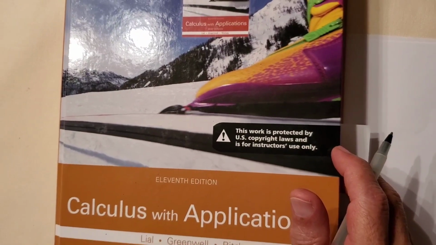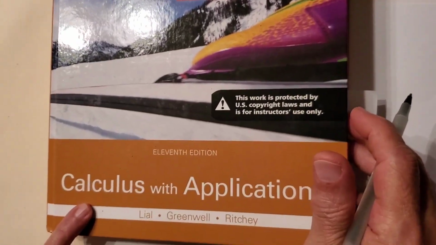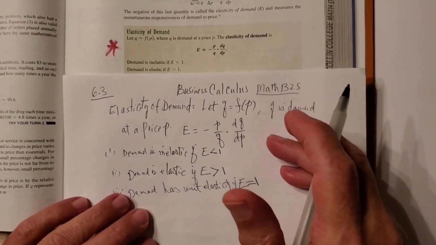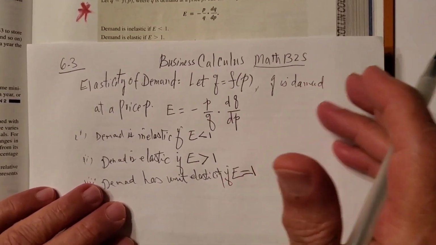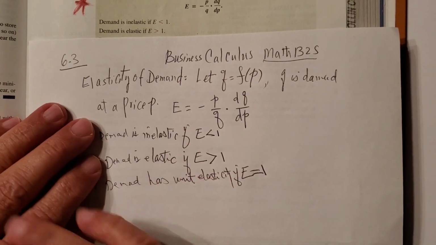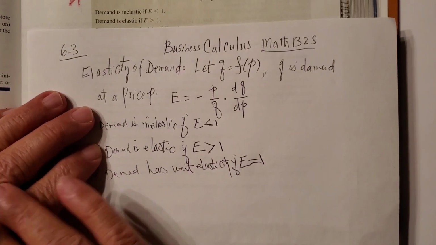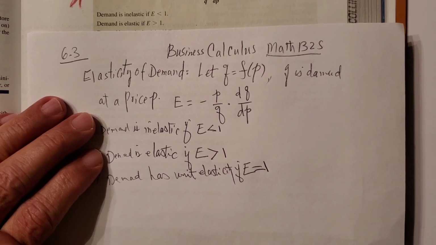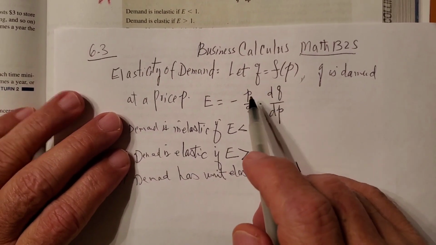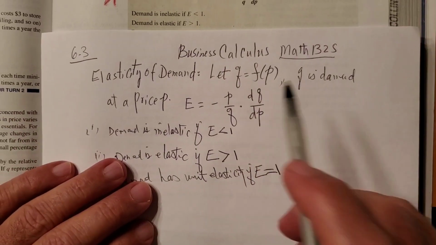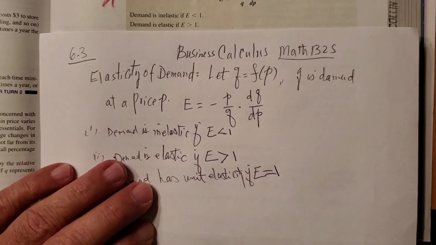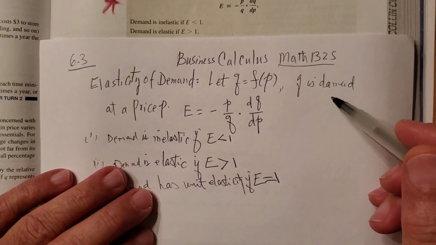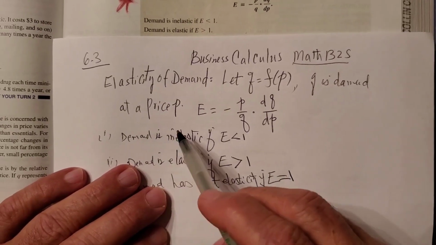Today I'm going to discuss from your textbook, Calculus with Applications, Chapter 6, Section 3, which is about elasticity of demand, which is a part of the application problems that we already discussed. Let the function q equals f of p be under consideration. Q is the demand function at a price p.